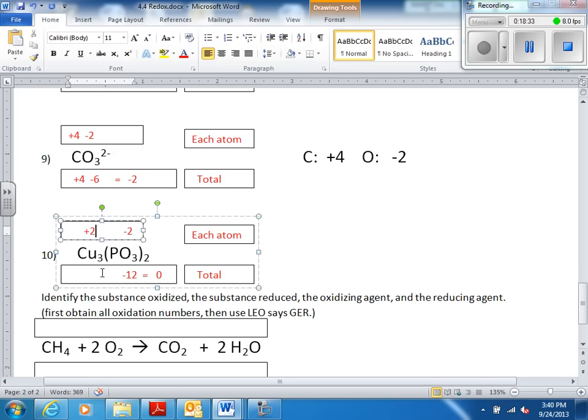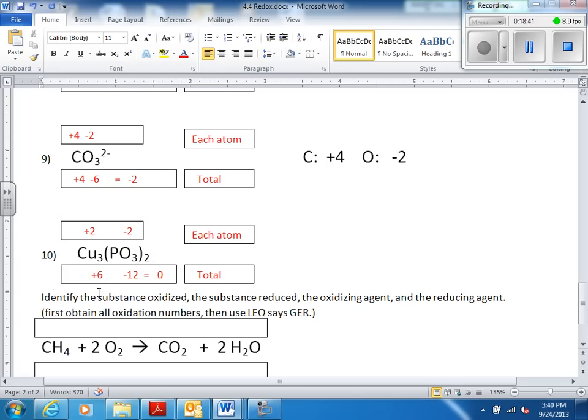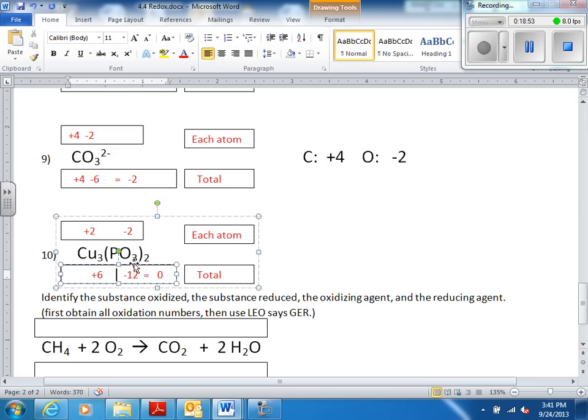So each copper is +2. The total on the coppers is +6. So I've got +6 on the coppers, -12 for the oxygens. Therefore the total for everything must add up to 0. So what does the phosphorus have to be to make this add to 0?